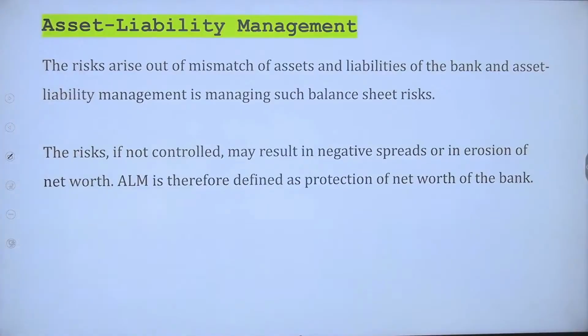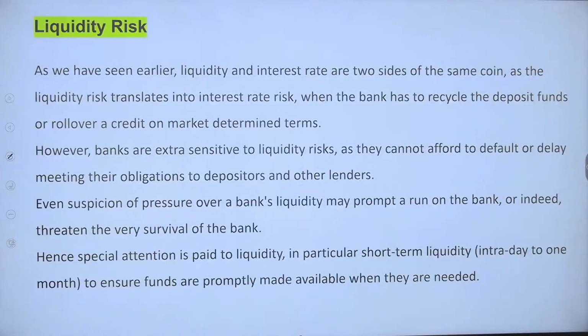So the risk arises out of mismatch of assets and liabilities of a bank, and asset liability management is managing such balance sheet risk. If the risk is not controlled, it may result in negative spread or erosion of net worth. ALM is therefore defined as protection of net worth for the bank. Asset liability, the basic one.